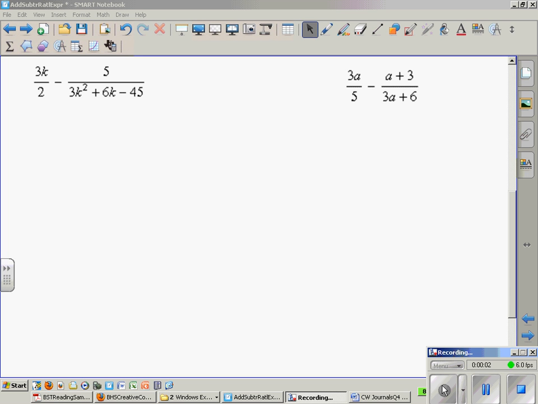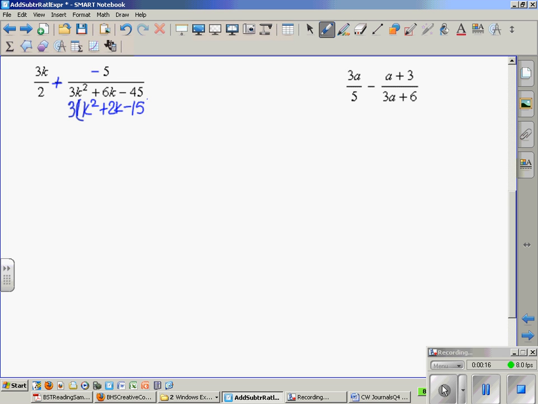Okay, we're going to finish this example with the last two here. I'm going to go ahead and change this to plus or negative 5, and I'm going to factor this. So the first thing is greatest common factor, k squared plus 2k minus 15. Then the k squared plus 2k minus 15 can be factored into 3 times k plus 5 times k minus 3. Now that I have it fully factored, I can see that my lowest common denominator is 2 times 3 times k plus 5 times k minus 3.